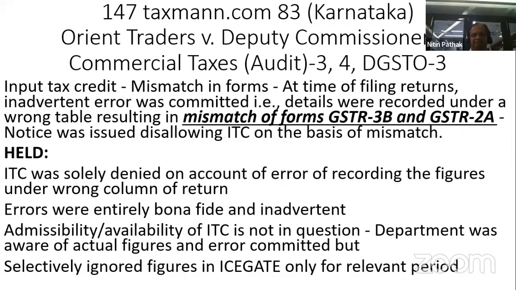Orient versus the Deputy Commissioner of Commercial Tax, Audit 3 and 4. This is when the GST portal was started. There was a mismatch in 3B and 2B. It was denied. There was a portal mistake. They said that there is a portal issue. You resolve it. But when the department is not at a loss, let the correction be made. Okay. This is the crux of the issue.